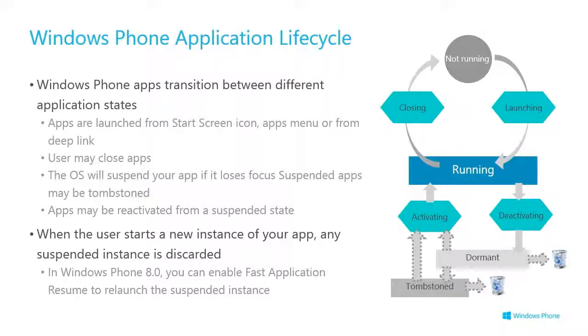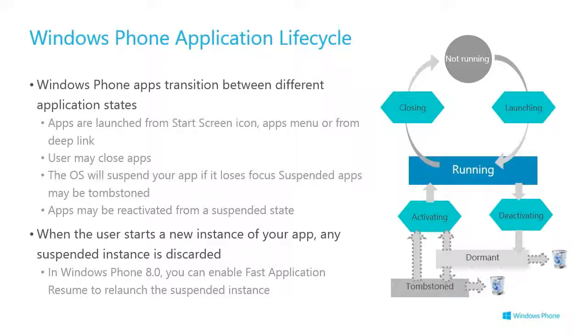This diagram actually sums up pretty much the life cycle. So a Windows Phone app transitions between different application states. The user starts an app from the start screen, the apps menu, or from a deep link on a secondary tile, a reminder, or a speech input, file or protocol association. Plenty of ways to launch an app these days. And as we've seen, when the user presses the back button whilst on the launch page, the app closes. So we've gone from not running through launching. We've been running briefly, then we've hit the back button and we're out again.